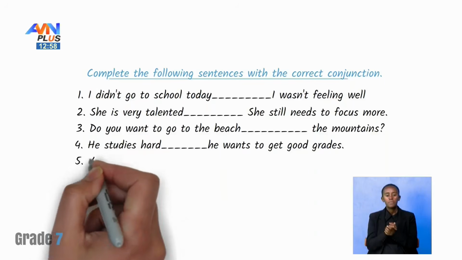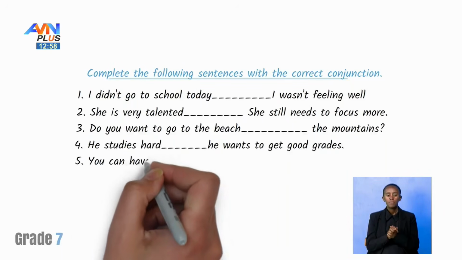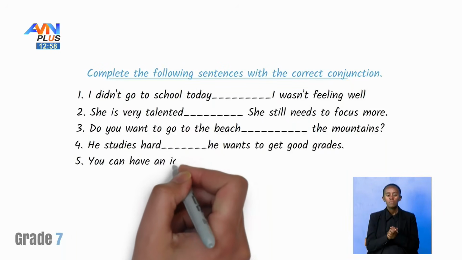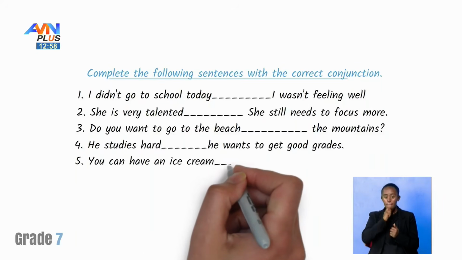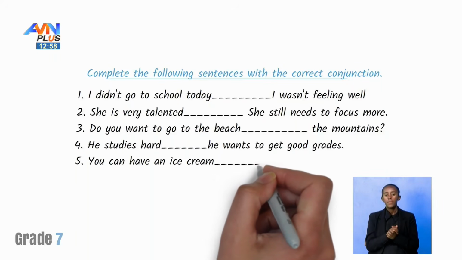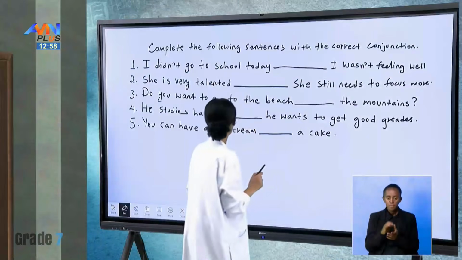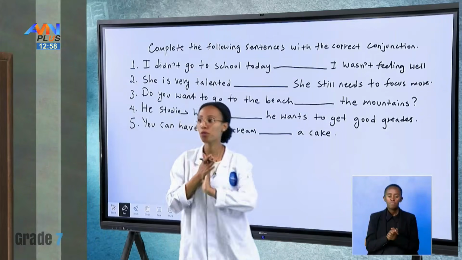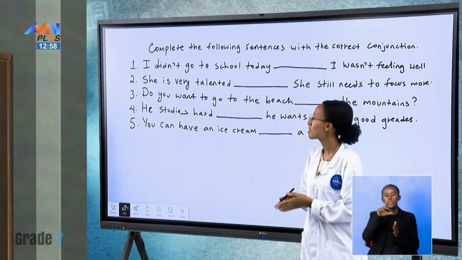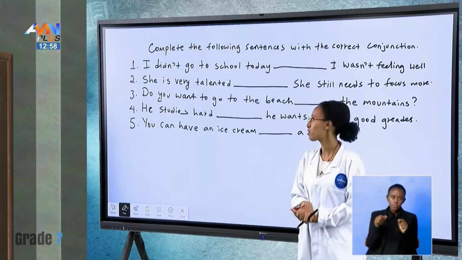Number 5: you can have an ice cream, blank, a cake. Okay, I think this is enough, and I will give you 3 to 4 minutes to complete this assignment, and then we will do it together later on.